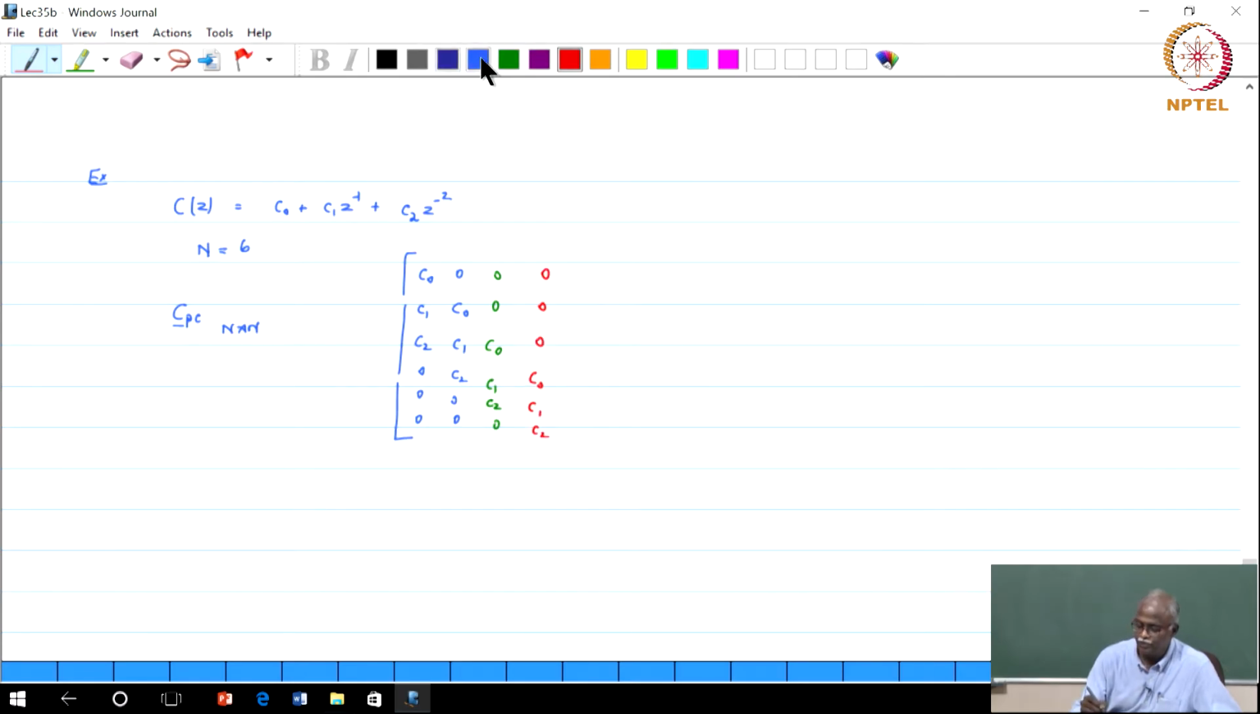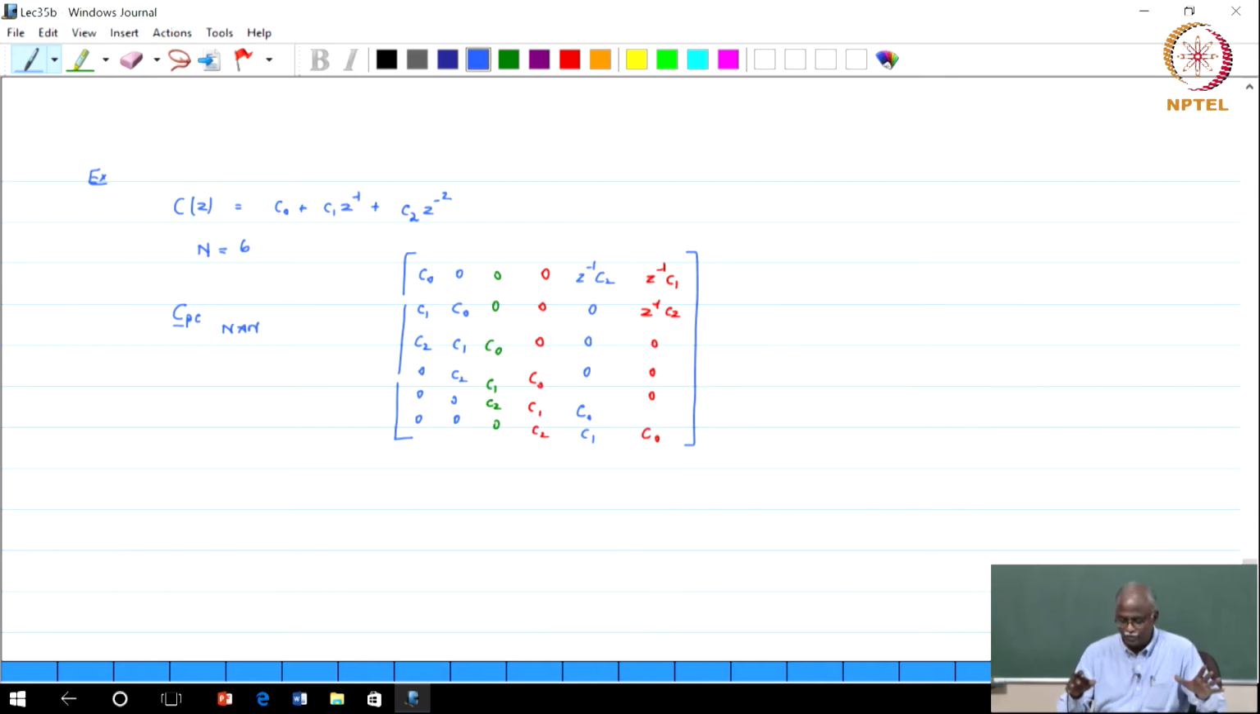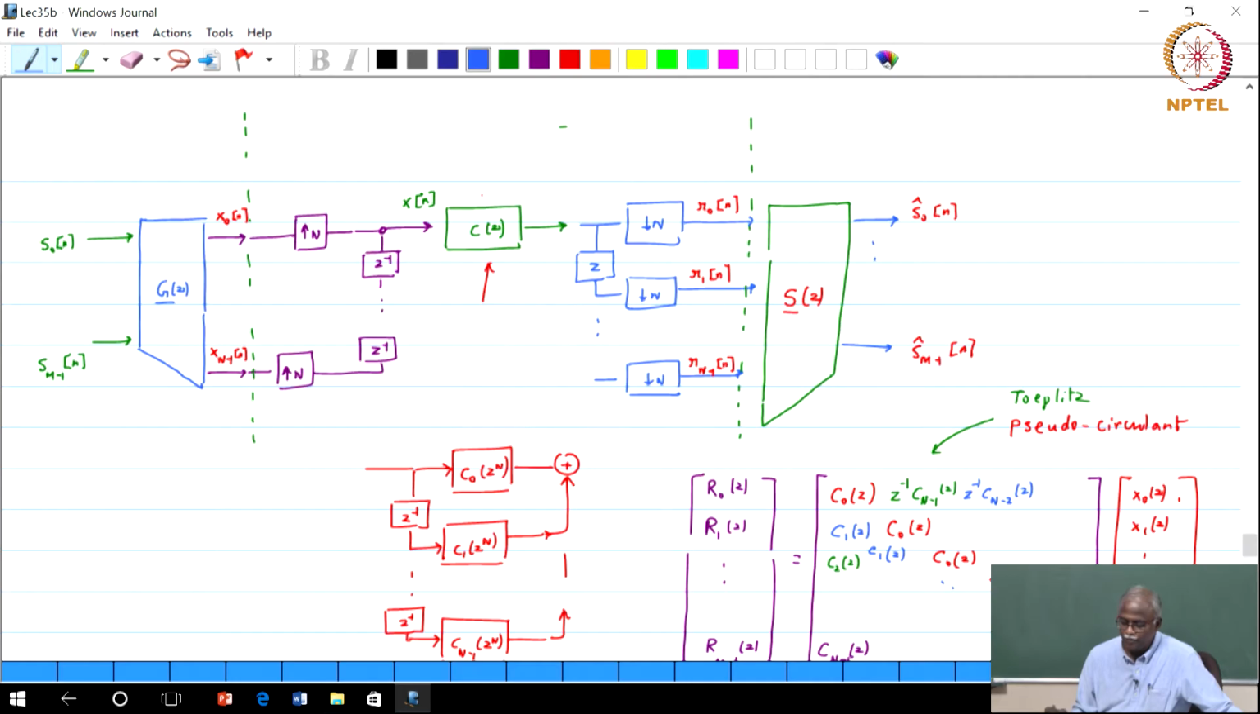Now, the wraparound starts to occur, z inverse C2, okay, and this is 0, 0, 0, C0, C1, and z inverse C1, z inverse C2, 0, 0, 0, and C0. That is the pseudo circulant matrix that comes out when you have upsampling by 6 followed by this channel followed by the downsampler. Okay, so basically this is the structure that we are talking about.